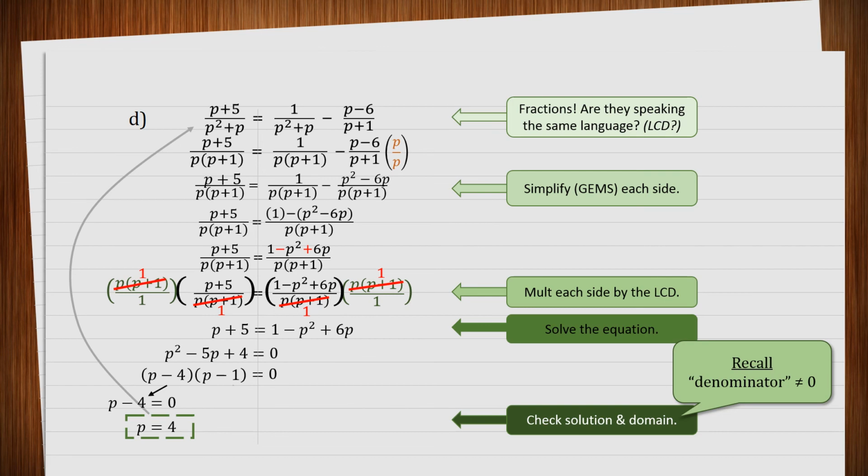Now look at your other factor, p minus 1. We have to investigate that. So take p minus 1 equals 0 and solve for p, and you should find p equals 1. But again, we're not done. You have to take that back to the original problem and check each and every denominator. Will any denominator equal 0? It turns out it doesn't, so we will keep the answer p equals 1.